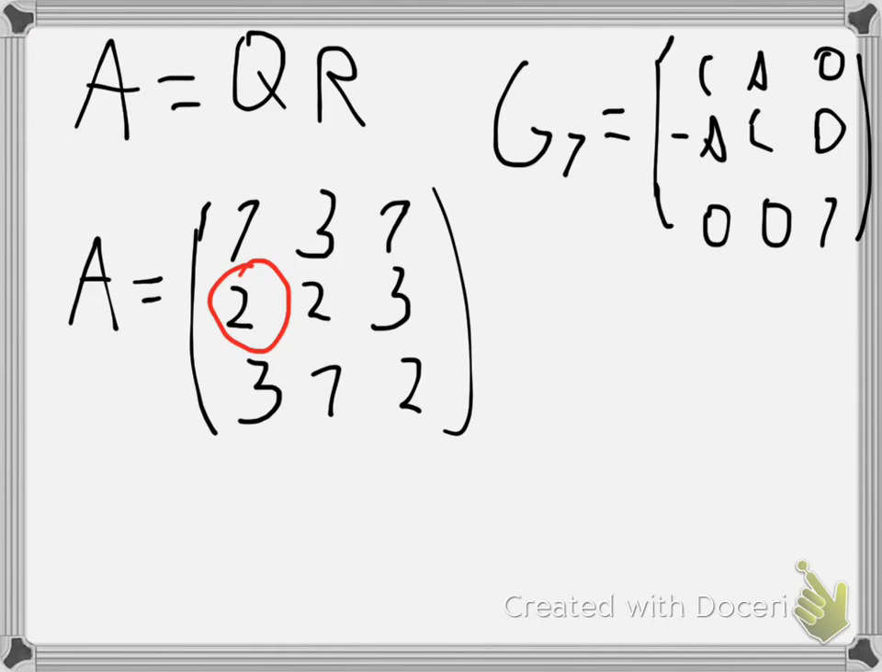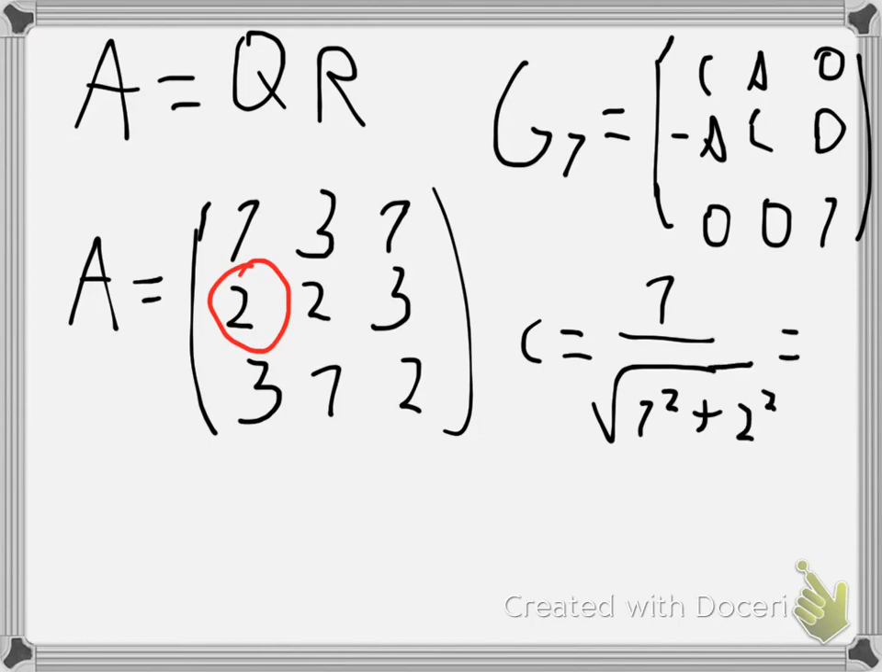And so recall, the cosine will be given by the top element of the vector. So here 1. So it will be 1 over the square root of that element squared plus the element we want to eliminate squared, so 2 squared. So we will get 1 over square root of 5.